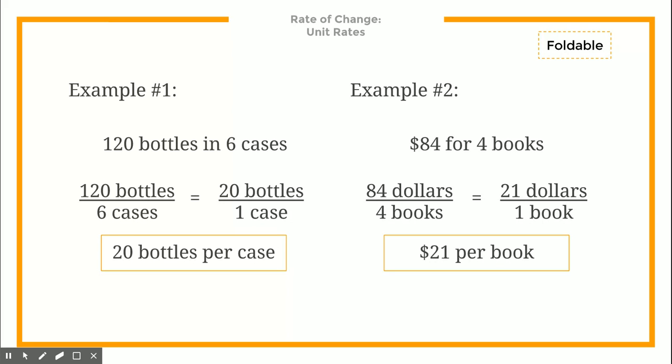Now, one thing that I probably should have made note of, and if you took your notes in this, I do apologize, but there is a little box up here that says foldable, because you can put some of these examples in your foldable as well, okay?